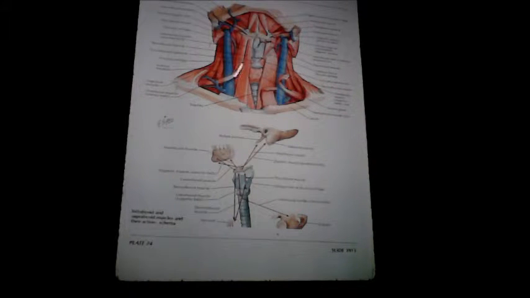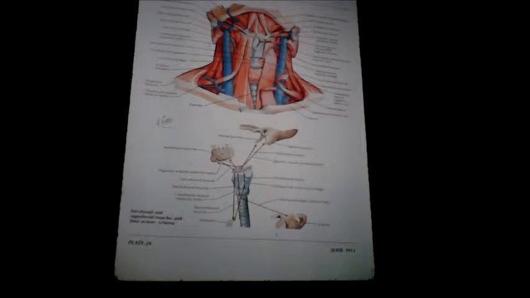loop. And a nice look at that omohyoid double-bellied muscle. Unlike the antig and postig, this has the same innervation. It comes from the ansa cervicalis. All right, so those are all the anterior muscles above and below the hyoid.